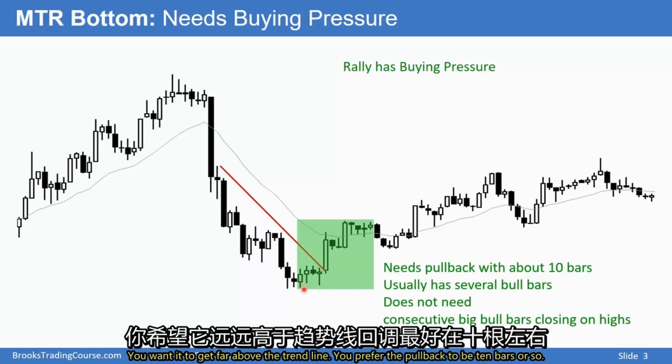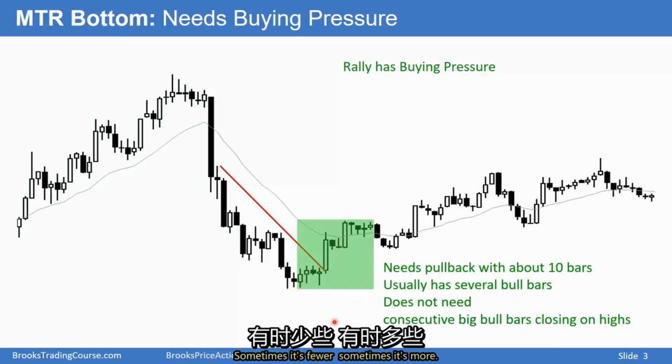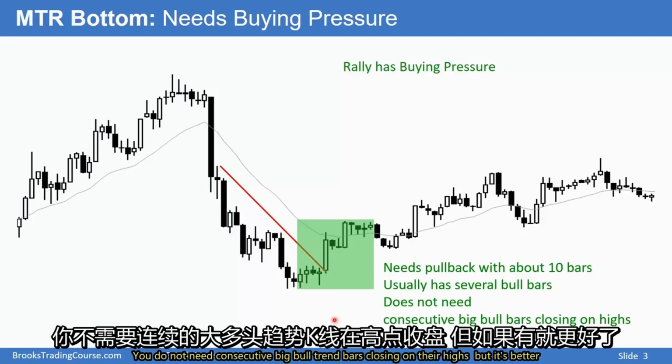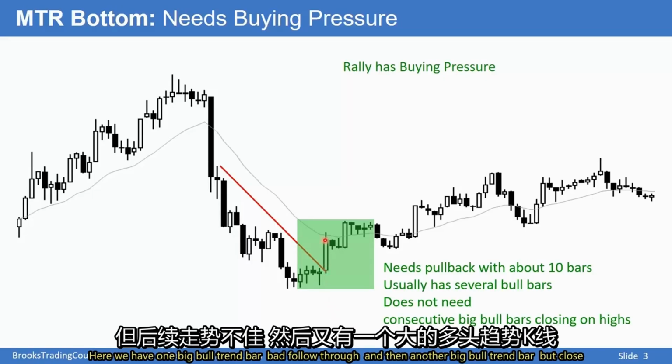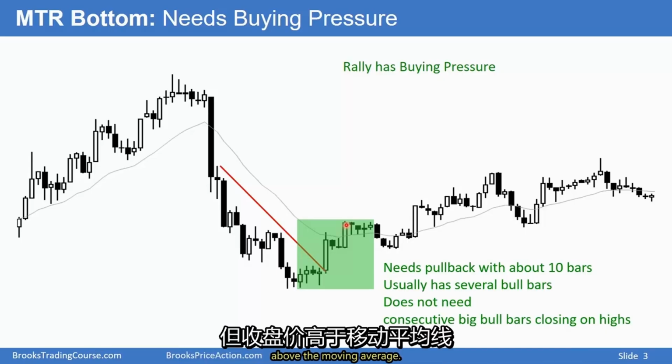You prefer the pullback to be 10 bars or so. Sometimes it's fewer, sometimes it's more. You do not need consecutive big bull trend bars closing on their highs, but it's better if you have them. Here we have one big bull trend bar, bad follow through, and then another big bull trend bar, but close above the moving average.